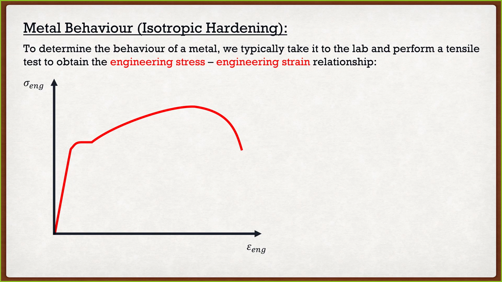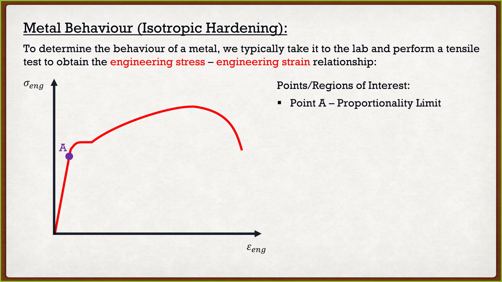Now, there are going to be a lot of points of interest in this behavior here. The first one right here is point A, and we call this our proportionality limit. This is where the curve stops being perfectly linear. Up until this point, our stress is equal to our Young's modulus times the strain, nice and simple.